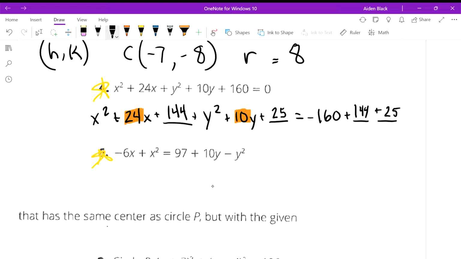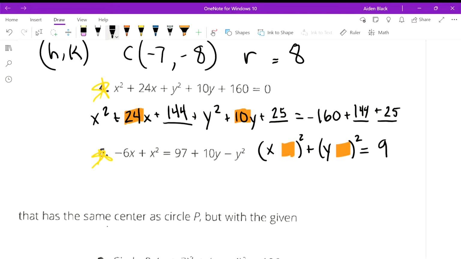What do we get when we add these up? Well, 144 plus 25 is 169, and we're subtracting 160, so we end up with 9. Now, to factor this, it's actually quite easy. Since we know it's a circle, we know it's going to be in this form. The numbers we use, right here and right here, correlate to the ones that are highlighted here. Those are called the linear term.